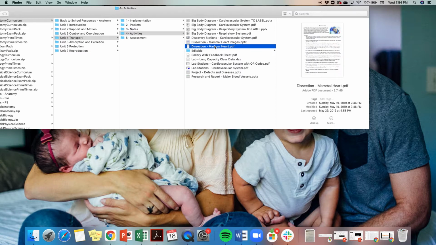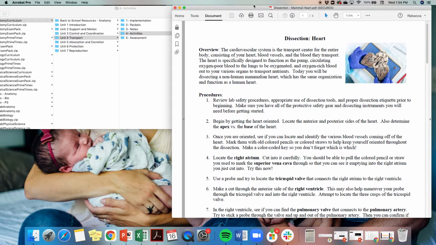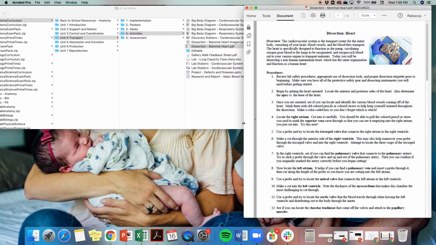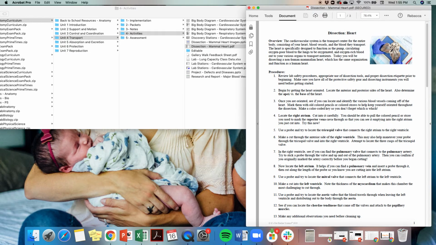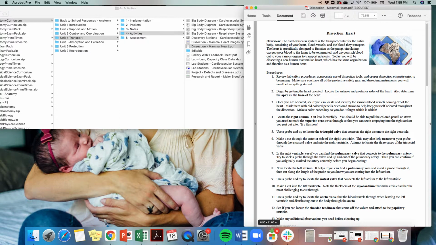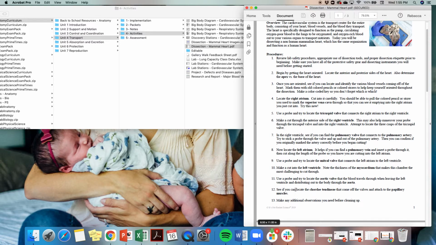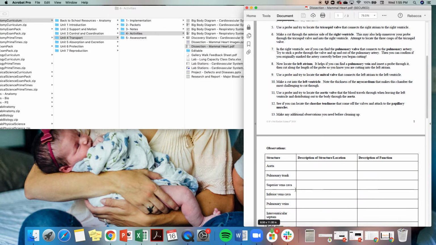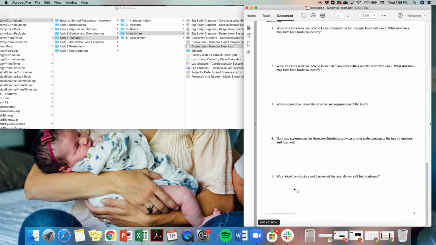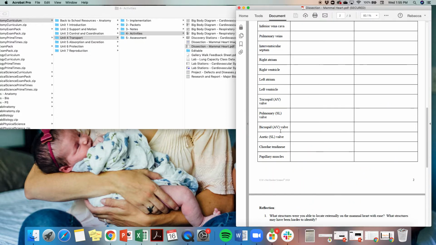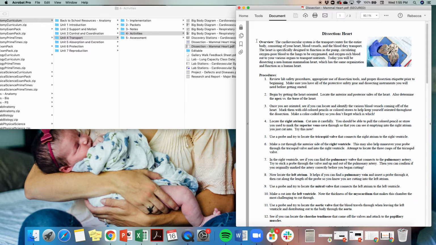For dissections, I do include the dissection pages separate from the packet. One, because if your students are anything like mine, dissection is really messy, so I like to have those resources separate from their packet so their whole packet's not getting messy. And also, I know some of you are in a space where you may not have the financial resources to do all of the dissections that are included in here. So these are separate for you.